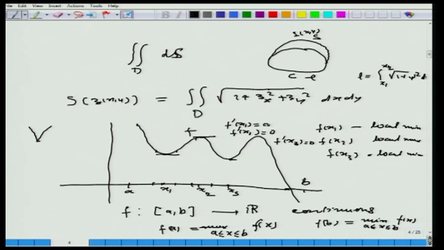And there are certain other points in the interior of the interval, or it may be at the endpoints also, where the function can have local minimum or local maximum. So, for example, at this point x 1, in the neighborhood of this, there are points where the function is having larger value than the value at the point x 1. Similarly, at the point x 2, in the neighborhood of this, there are points such that function f takes lower value than the value at the point x 2. So, these are the points where f takes local minimum and local maximum respectively.